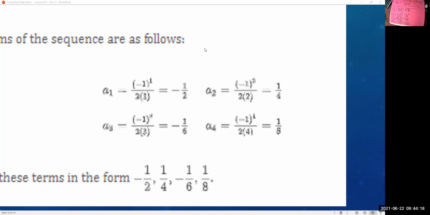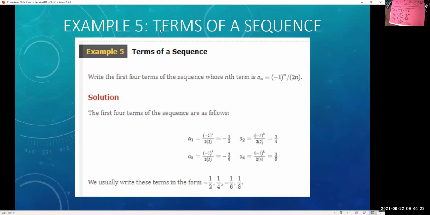And your final solution should look kind of like this. Could you please write the first 4 terms? Sure, here they are. These are the first 4 terms. And put them in a nice list with commas. And notice they're in order.